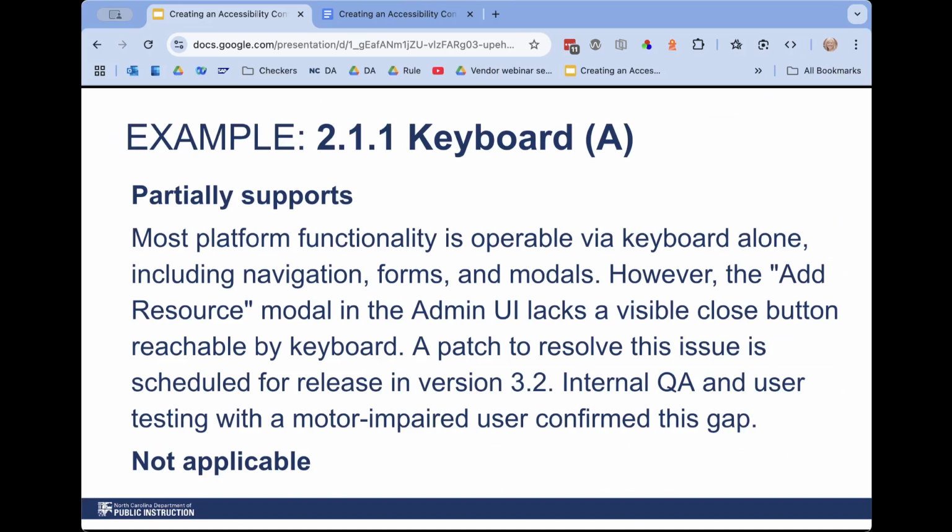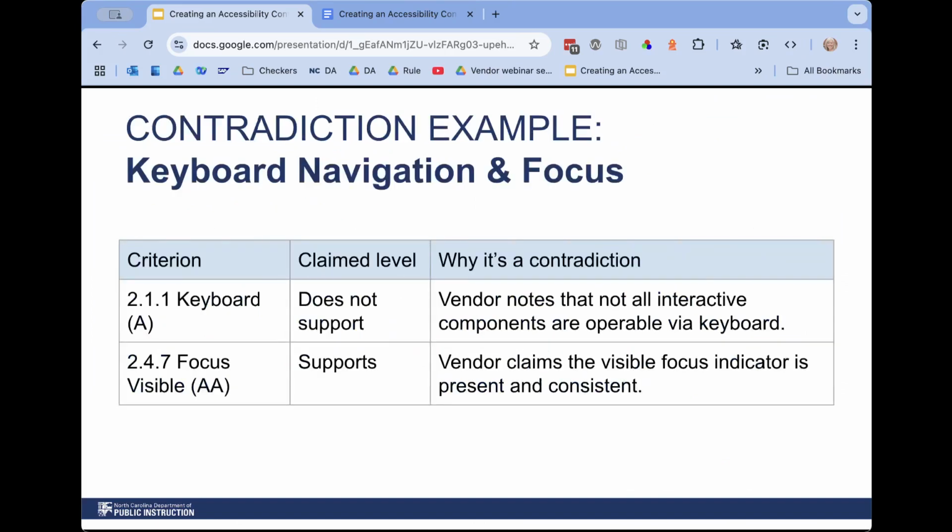And of course, a poor example of this response would be not applicable, because honestly, in most cases, whatever user interface you have developed needs to be keyboard accessible. So I'm going to have a lot of questions about your response of not applicable. All right, so now let's talk about a couple of contradictions.